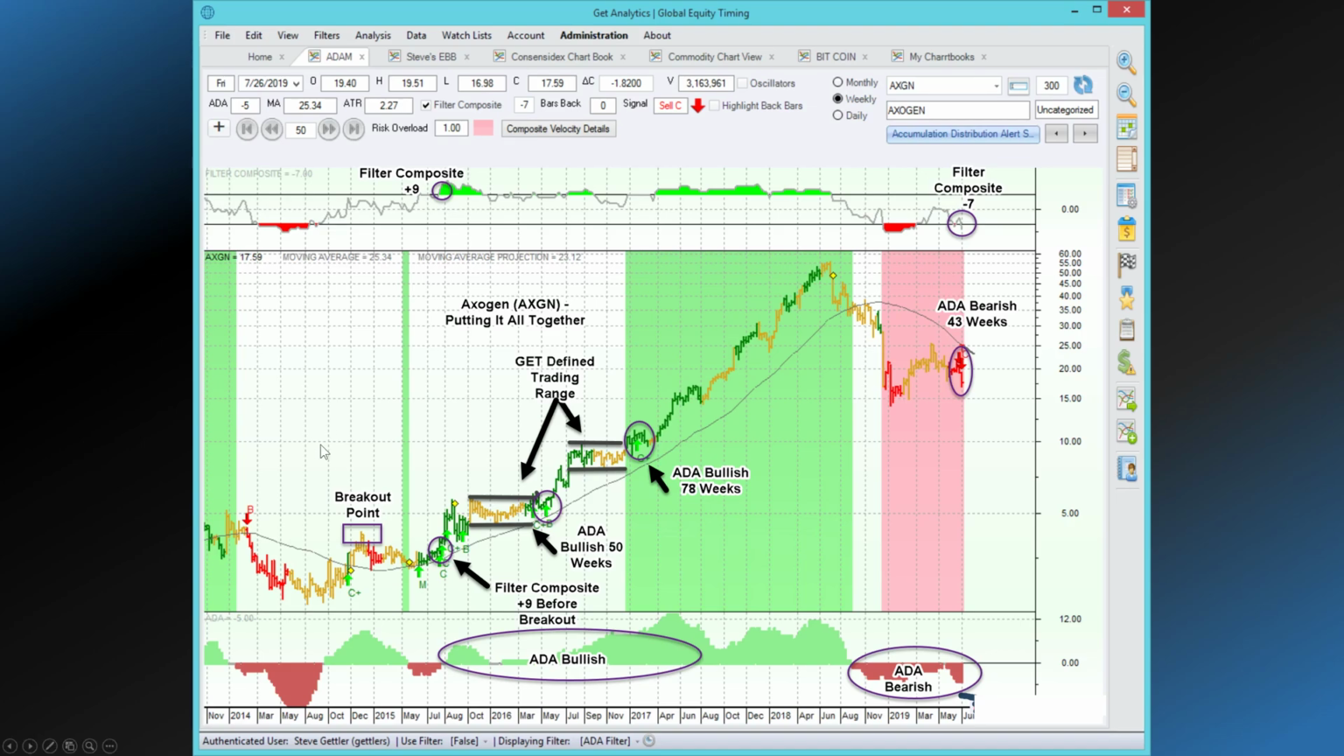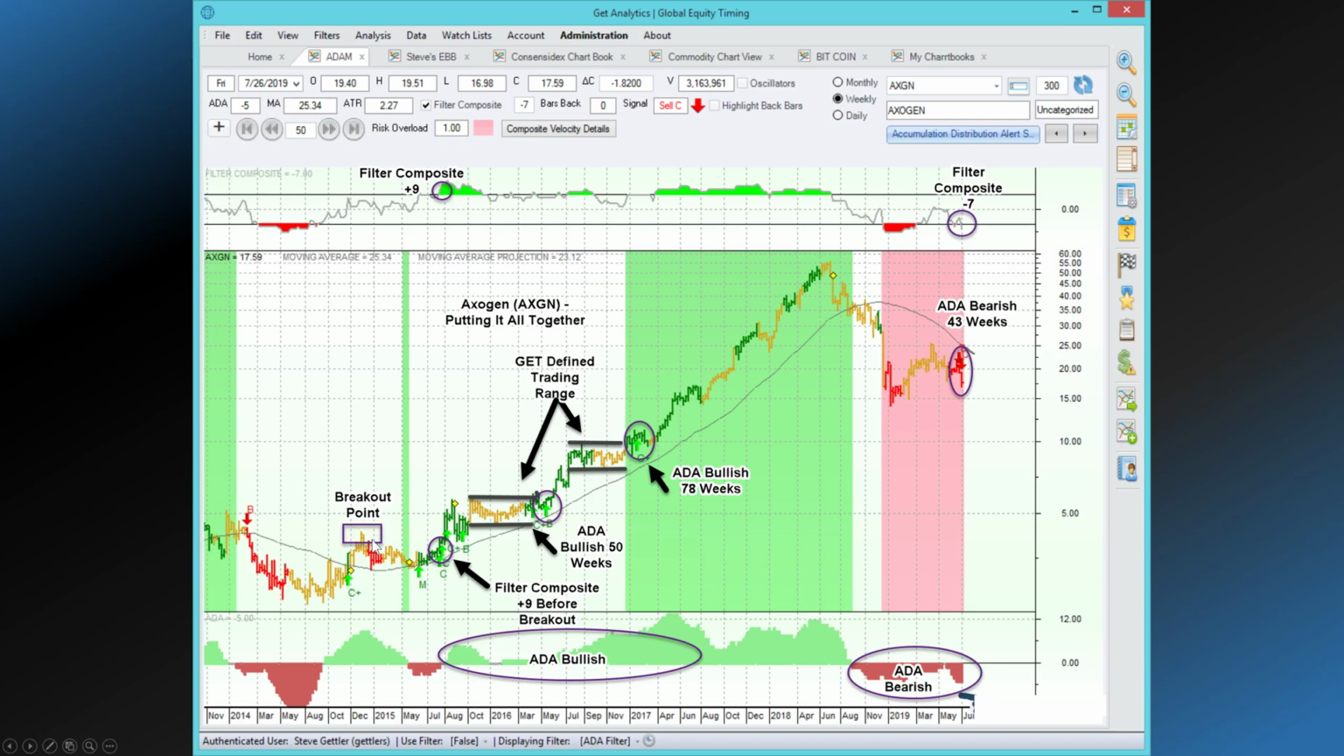Take a look at this chart. We're going to start on the left-hand side where we got a buy signal right in here. And as we look at that, we have a very unusual situation, and I've noted it on the chart. I said that the filter composite was at +9 before the breakout. Here's the breakout point over here.